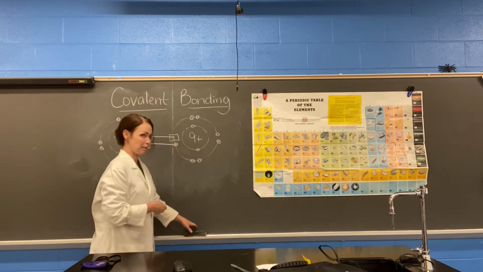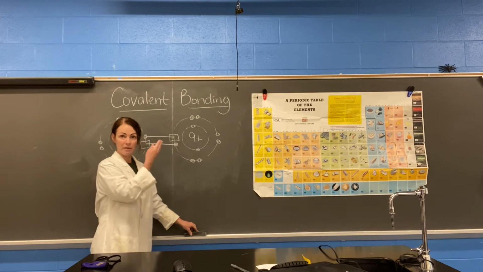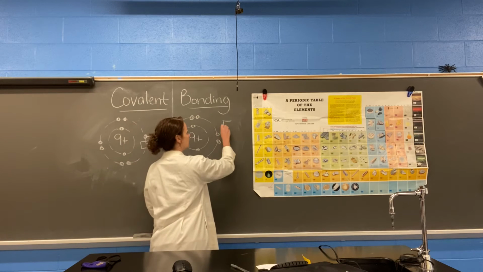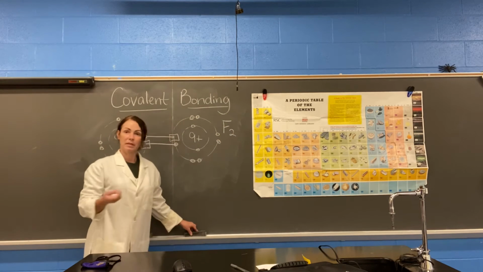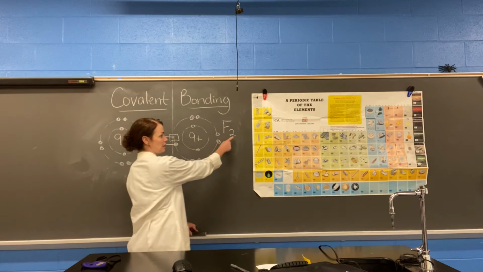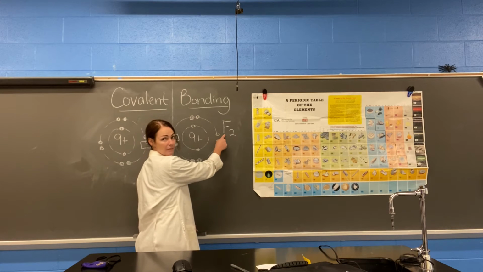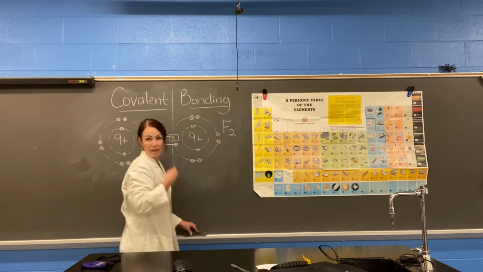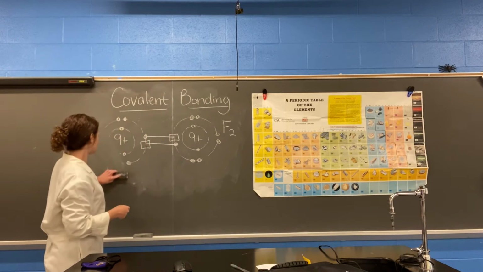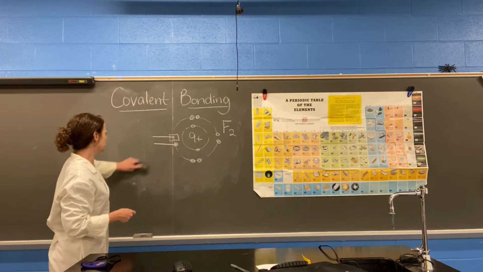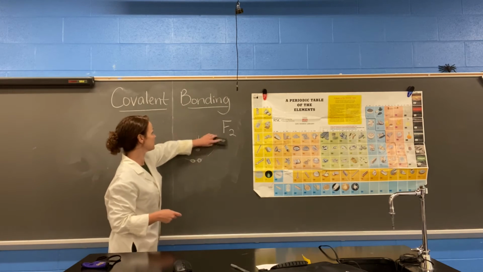This is one example. If you were looking at the formula for this example, it would look like this, because it's 2 fluorine atoms, and that's what this number means. It comes after the symbol for whatever element we're looking at. We're going to take a look at one that's a little bit more familiar to us.